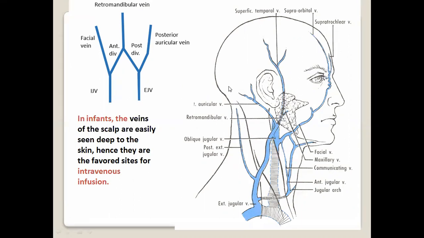Okay. So actually, if you see in infants, the veins of the scalp will be easily seen deep to the skin. That's why for intravenous infusion, they will use the scalp. Getting veins in the arm and limbs is very difficult. That's why they will choose the scalp region for intravenous infusion.